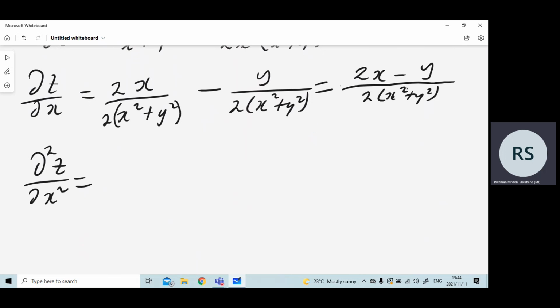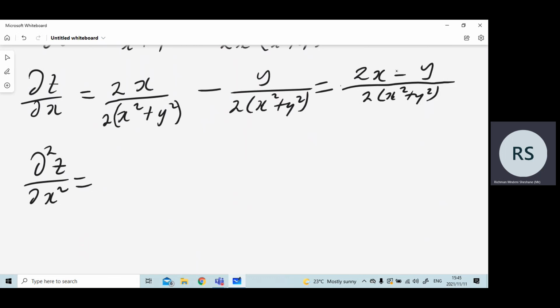My first partial derivative is an algebraic fraction, so to find its derivative I will apply the quotient rule. The quotient rule says: derivative of the numerator while leaving the denominator, minus the numerator multiplied by the derivative of the denominator, all over the denominator squared. So let's find the second derivative with respect to x.